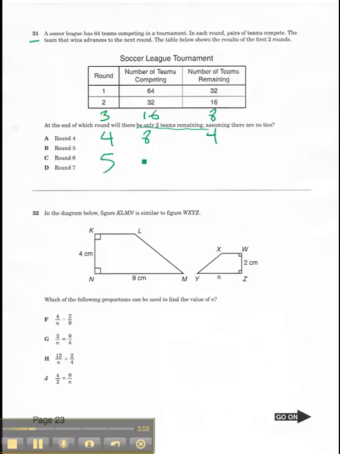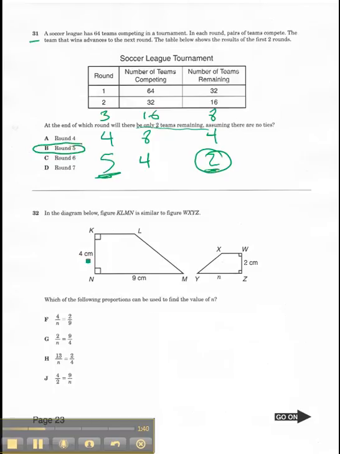Round 5 would begin with those 4 teams. Those 4 teams would play, and 2 teams would win, and those 2 teams would advance to the next round. But the problem is asking us, at the end of which round will there only be 2 teams remaining? There are 2 teams remaining at the end of round 5. So the answer is answer choice B.